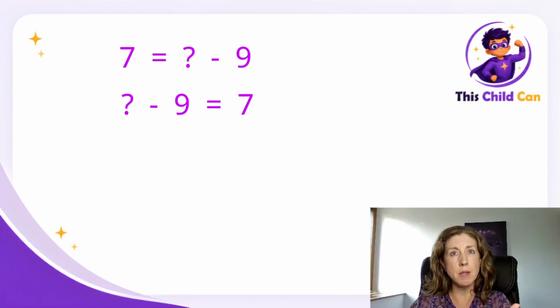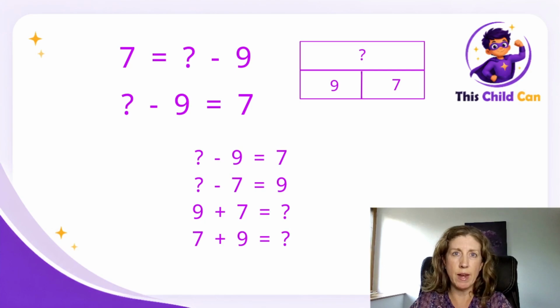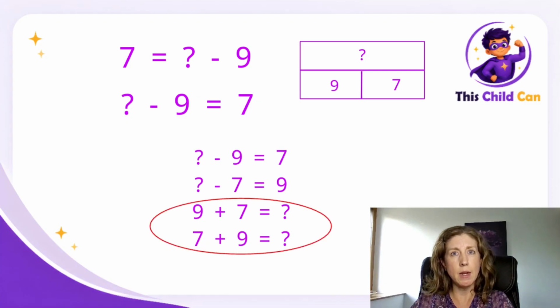We can put these numbers into the bar model, write our 4 number facts, choose the number fact that's most relevant to help us, and then we can see that we actually have 2 options again here. We can see that 7 plus 9 equals something, or 9 plus 7 equals something. And because we can do both of those calculations, we can work out that the missing number is 16.